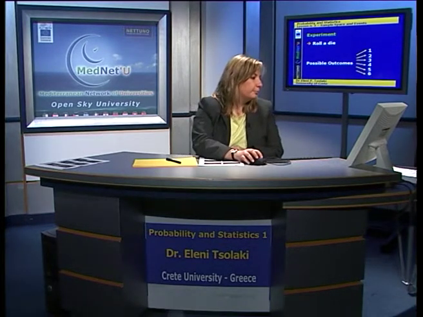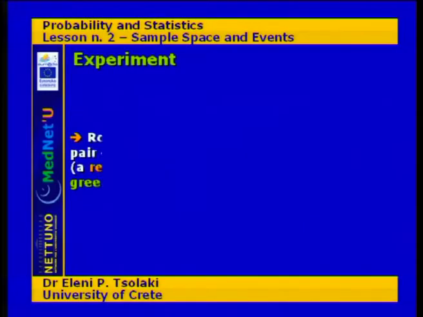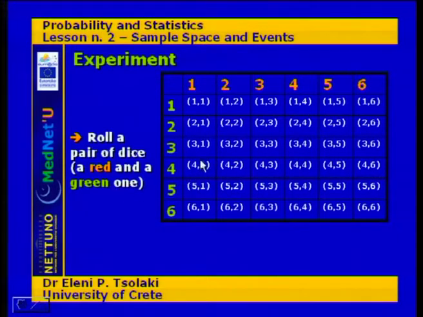Let's see another example. The experiment of rolling a pair of dice, a red and a green one. In this experiment, we have 36 possible outcomes. They can be seen in this table. We see that we have colored each die. The first one we color with the green color and the second one with the red color. So we can distinguish between the outcomes of each die.